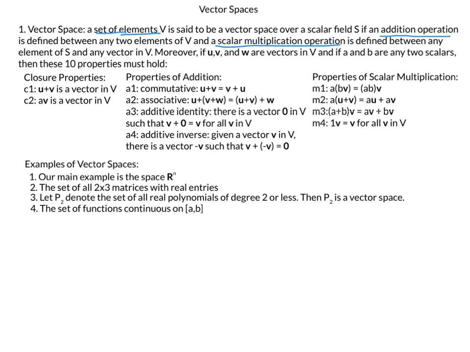The reason I say it's our main example is because you're somewhat familiar with them. You've probably worked with them before in physics or vector calculus. Other examples we looked at in a previous video are the set of all 2 by 3 matrices with real entries. We looked at P2, the set of all real polynomials with degree 2 or less, and as you may have guessed, this could have been P3, P4, P5, Pn essentially is a vector space. And last, we did an example with the set of all continuous functions on an interval AB.